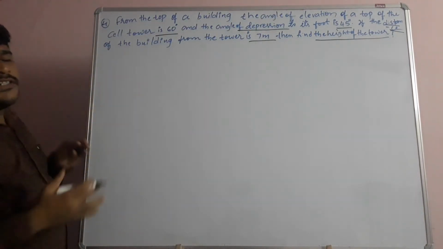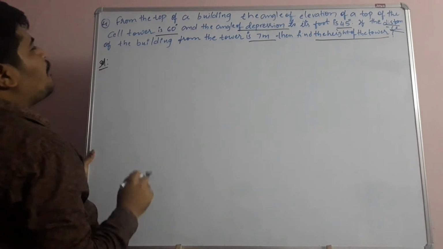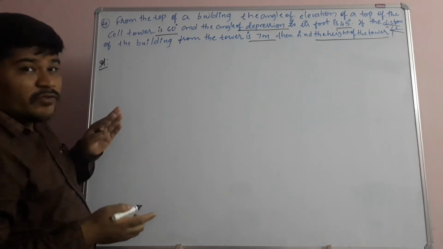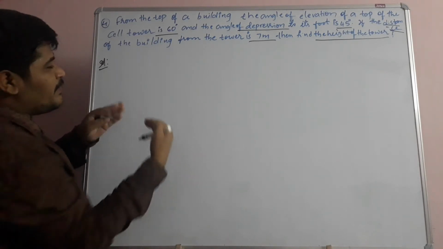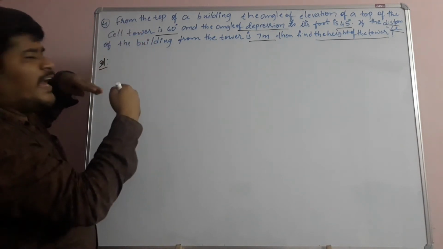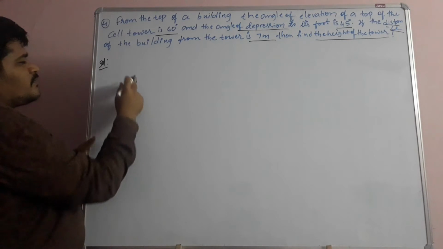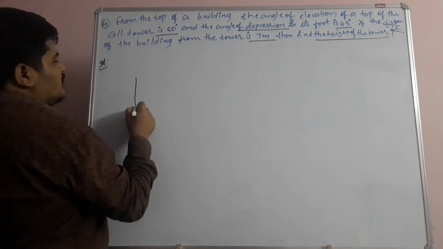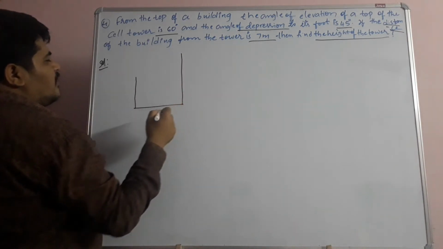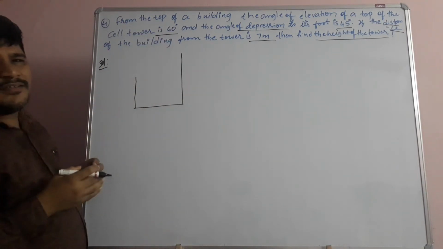According to the situation, first we need to draw the diagram, right? So children, see, from the top of a building. Building means compulsorily it will have some height, right? And they also gave the angle of elevation and angle of depression. It means the observer is at some height. So here we have to take that building as one line. So this is the building, children. This is the ground and the tower. Generally the tower's height, like a cell tower, will be more than the buildings.